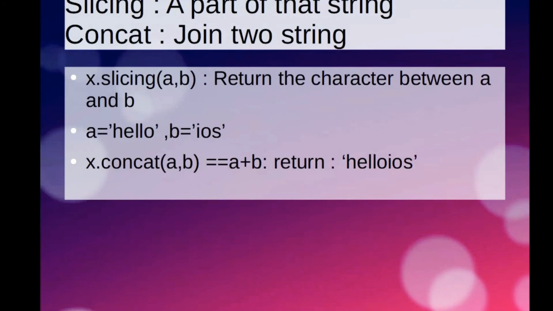So now we have a concat method, the final method. And what is this concat method actually doing? It will take two strings a and b, and it will return me the plus of that. So we have a, and that is hello, and then b, which is iOS. So we got x.concat a comma b, and that is equal to the joining of the strings by a plus b, and that will return me this.